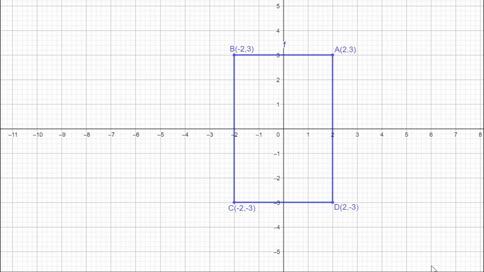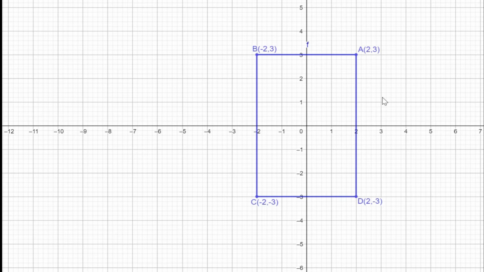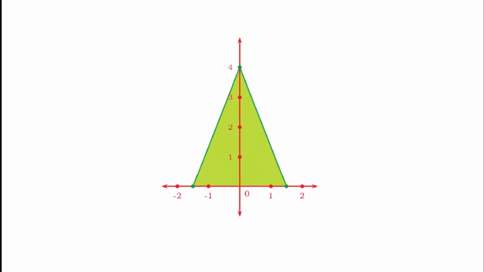Today let us learn something more about coordinates. Coordinates need not be all numbers. For example, to draw an isosceles triangle of base 3 cm and height 4 cm, we can draw axes like this. Here, axes are drawn through the midpoint of the base. What are the coordinates of the vertices of the triangle?